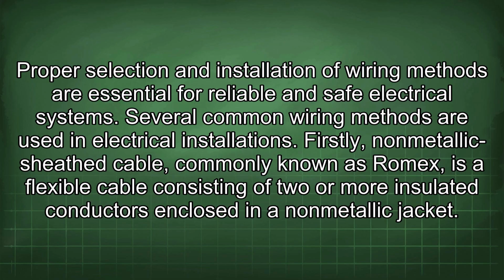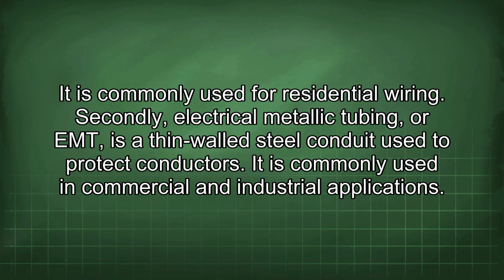Firstly, non-metallic sheath cable, commonly known as Romex, is a flexible cable consisting of two or more insulated conductors enclosed in a non-metallic jacket. It is commonly used for residential wiring. Secondly, electrical metallic tubing, or EMT, is a thin-walled steel conduit used to protect conductors. It is commonly used in commercial and industrial applications.